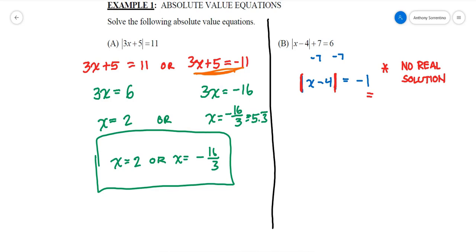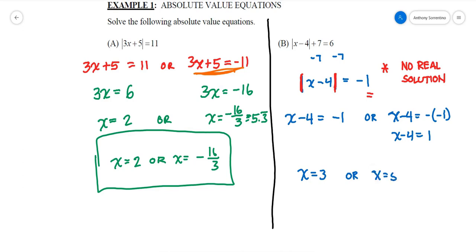You would say, okay, to get rid of the absolute value mark, I would split it into two equations. x minus 4 would equal that -1, or x minus 4 would equal a -1, which of course is a positive 1. As you solve these equations, I add 4 to both sides. On the left-hand side, I get x equals 3. I add 4 to both sides of the right equation, I get x equals 5. So you're saying, well, I got solutions here. How do I know there's no real solution?